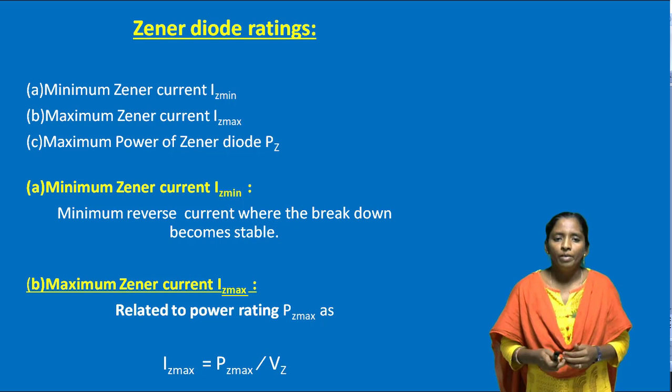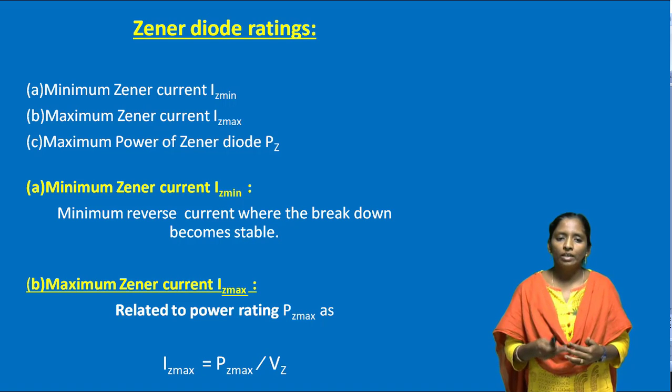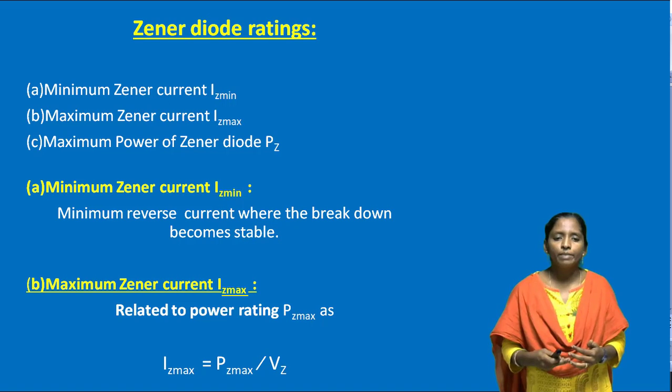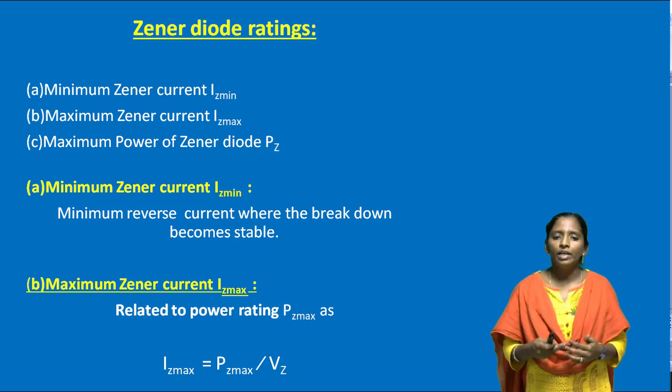Zener diode rating. Minimum Zener current is represented with IZ minimum. It is the minimum reverse saturation current where the device goes into the breakdown region. At that reverse current, the device goes into a stable state. So that current is known as minimum Zener current, represented with IZ minimum. And one more current is maximum Zener current. It is represented with IZ maximum, related to power rating. Here the power is represented with PZ maximum.